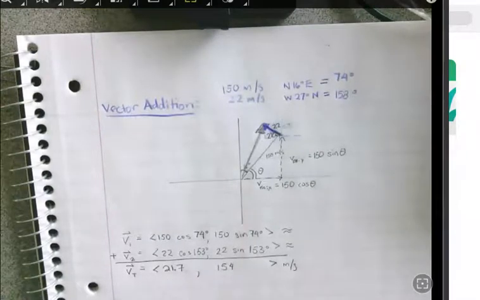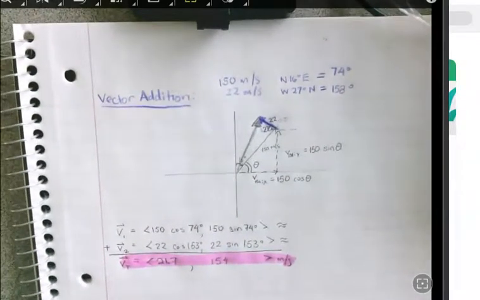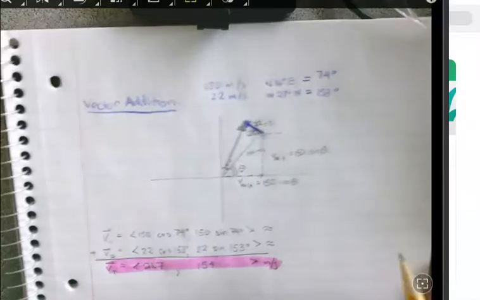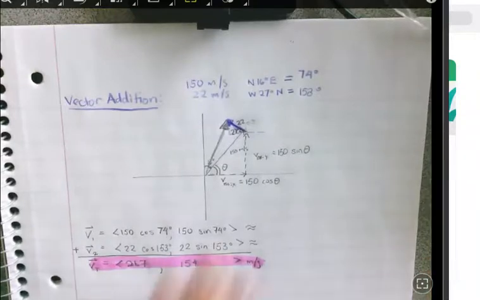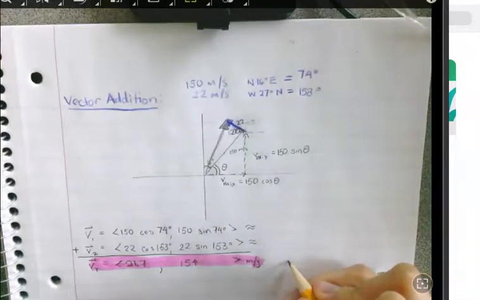Read the problem. If the problem says find the final velocity, this is it. You're done. That's the final velocity. Velocity is a vector. You can express it in Cartesian coordinates. You can express it in component form just as nicely as the other way. If the problem asks you to find the final speed and direction, that's different. Then you need the Pythagorean theorem.